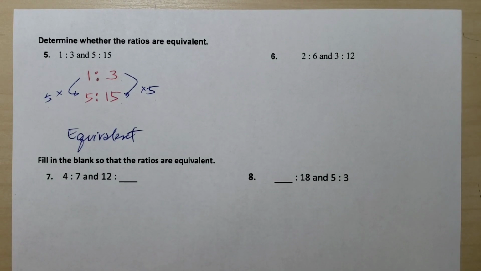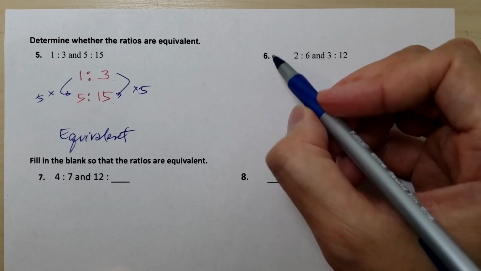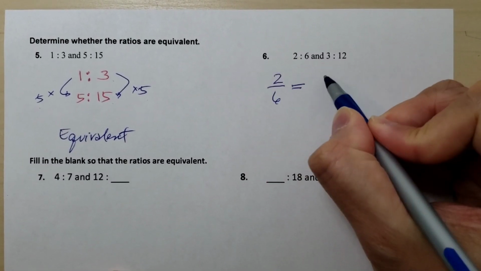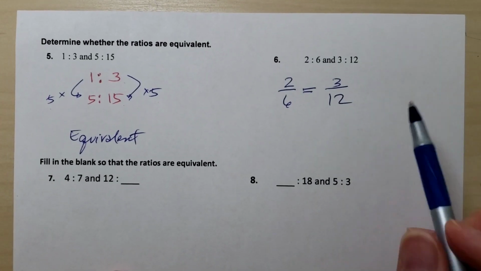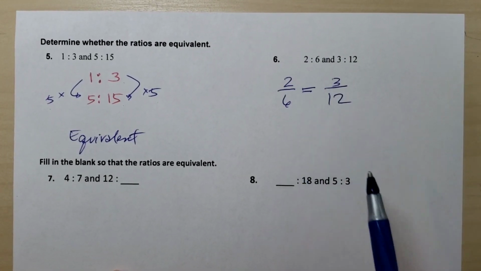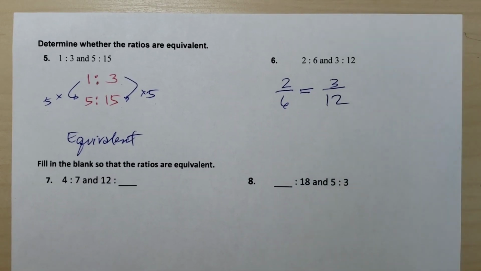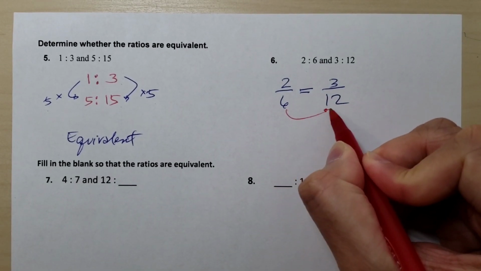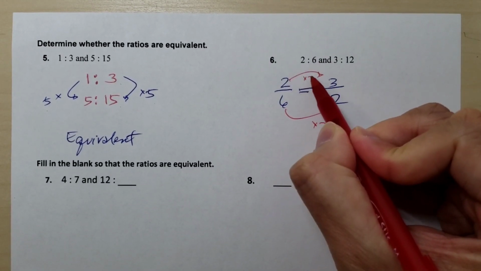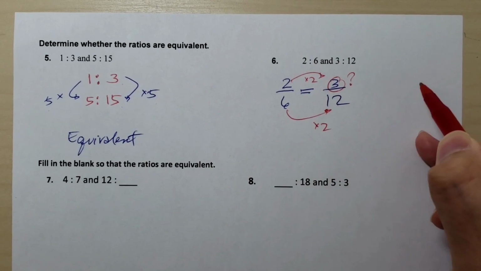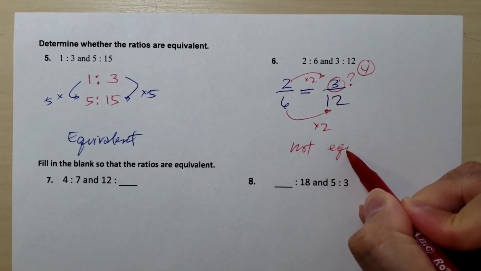Now, do you want to use fraction form? We'll try the fraction form, the fraction notation. So 2/6, is it equal to 3 over 12? So are these 2 ratios equal? Now, as you can already see, 2 becomes a 3, then 6 becomes a 12. We already know that 6 times what gets you 12? 12 times 2. So if we multiply 2 times 2, would that give us 3? That should give us 4, right? So we already know that this is not equivalent.